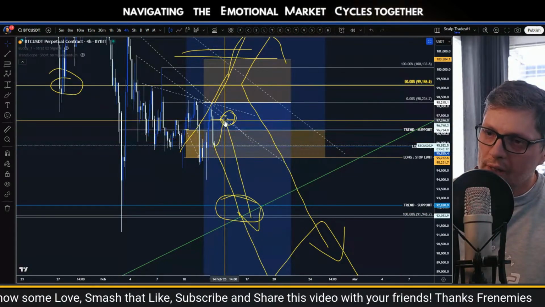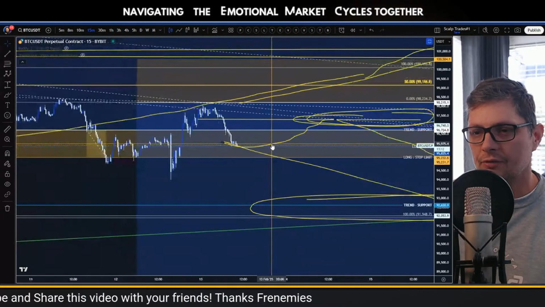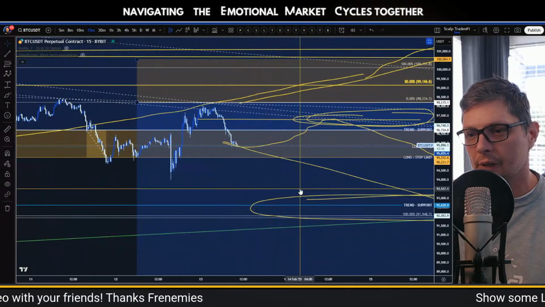So in short, wait for a little bit of upside, wait for the imbalance. This will now happen on the 15 minutes. If you go 15 minutes, wait for the imbalance, and then try and trade that there.